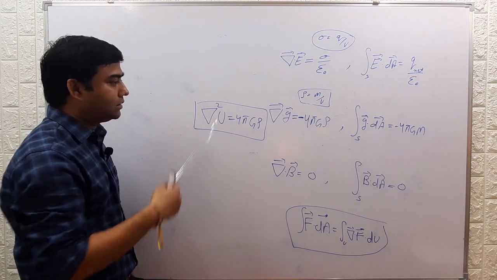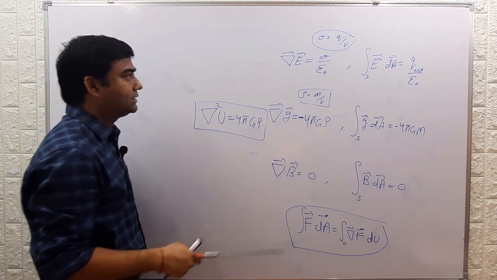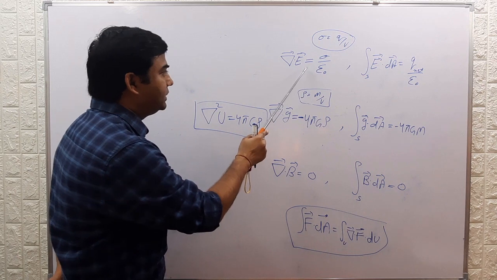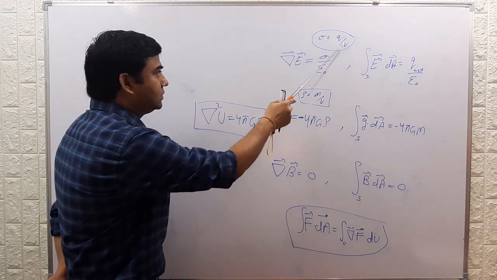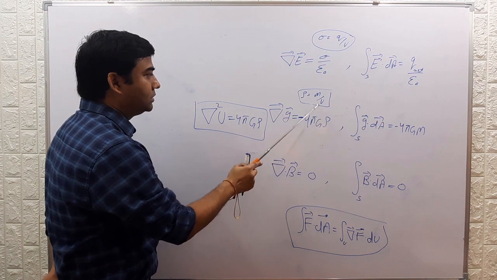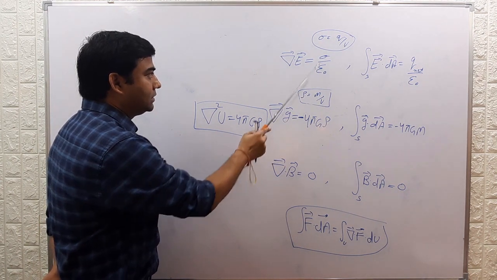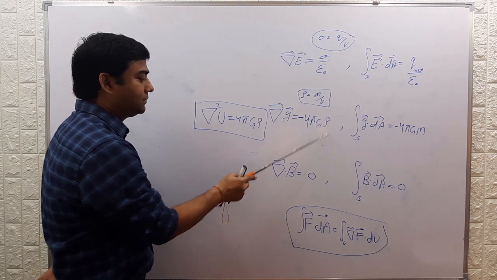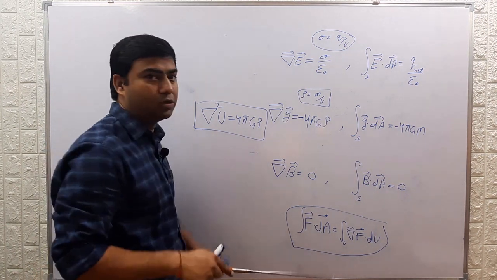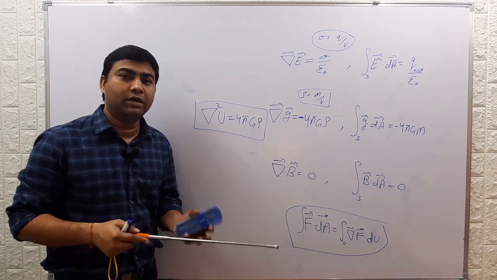So these are Gauss's law for different fields. Here you can see the analogy in differential form. This is charge density by epsilon 0, and this is rho. This is mass density. In place of charge density, for gravitational field it is mass density, and for magnetic field it is 0, because magnetic lines are always continuous lines.